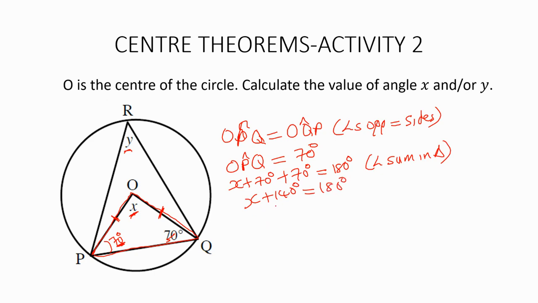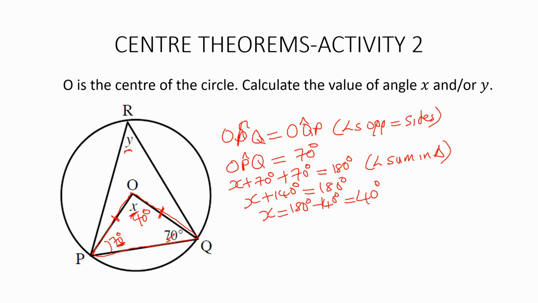Right, and then we can subtract 140 from both sides. So X is equal to 180 degrees minus 140 degrees. So it's going to be 40 degrees. So X is equal to 40 degrees. See that?